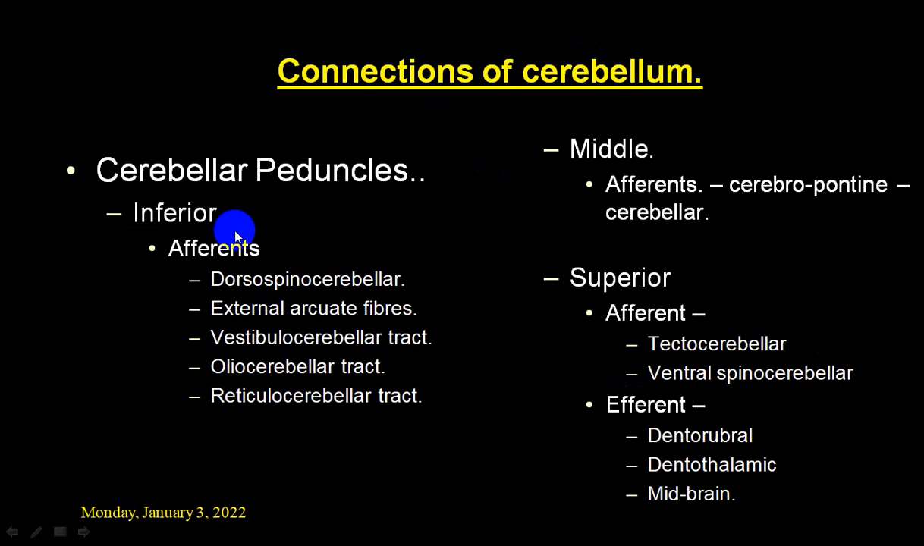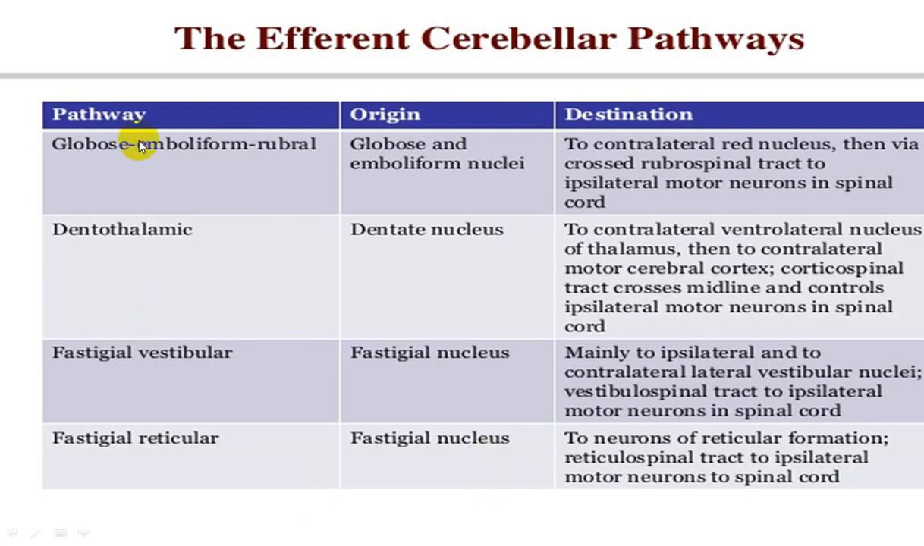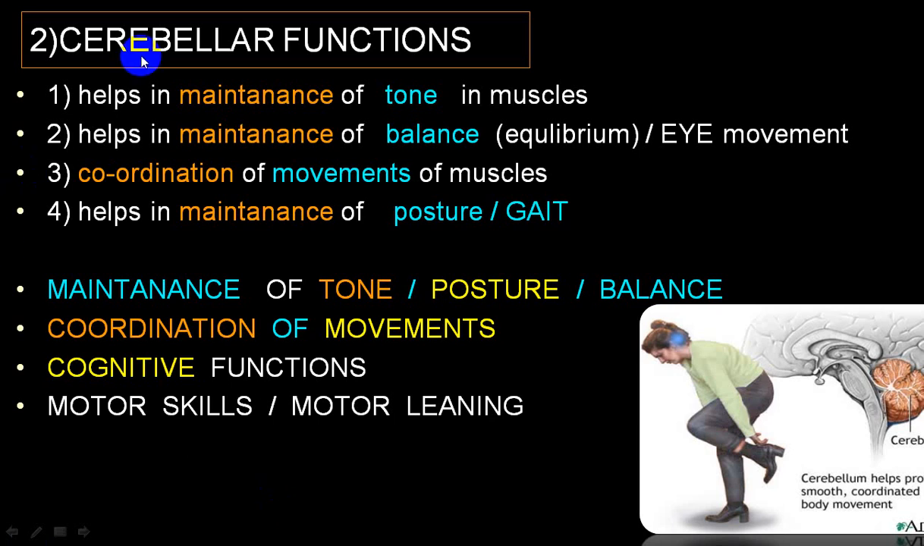So there are a lot of connections: afferent fibers, efferent fibers, inferior peduncle, middle peduncle, superior peduncle. We are not going into detail regarding that part. So these are the connections. We'll be going mainly to the function part of it.